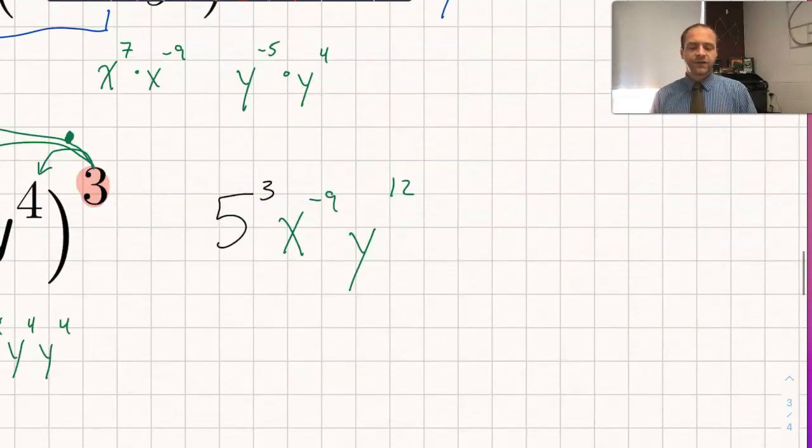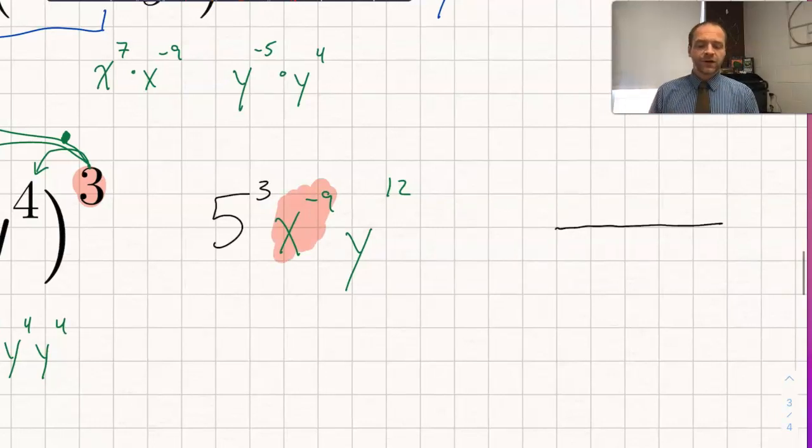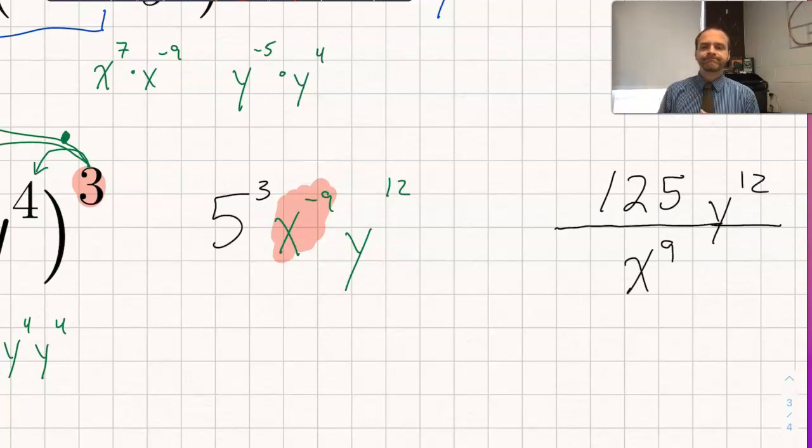Well, 5 cubed is 125. X to the negative 9th, negative exponent. That means fraction. So wait a minute. That negative 9 exponent is only attached to the x. Notice that 5 has the 3 as the exponent. So the 125, 5 cubed, goes on the top. X to the negative 9th means x to the 9th on the bottom. That y to the 12th is positive, so it stays on the top.